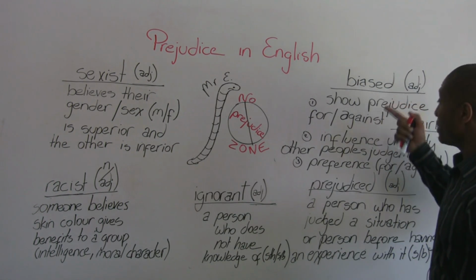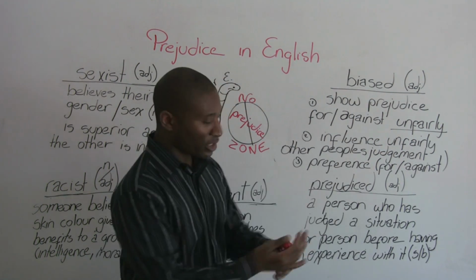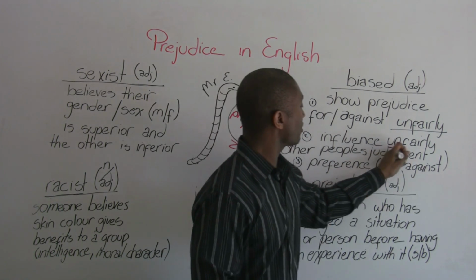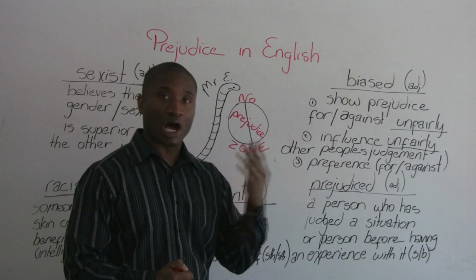Now, from there, people who are biased, if they're biased unfairly, as you can see, we've got the word unfairly here, we're going to go down here, and you're going to find that they do something else. They try and influence other people's judgment unfairly.